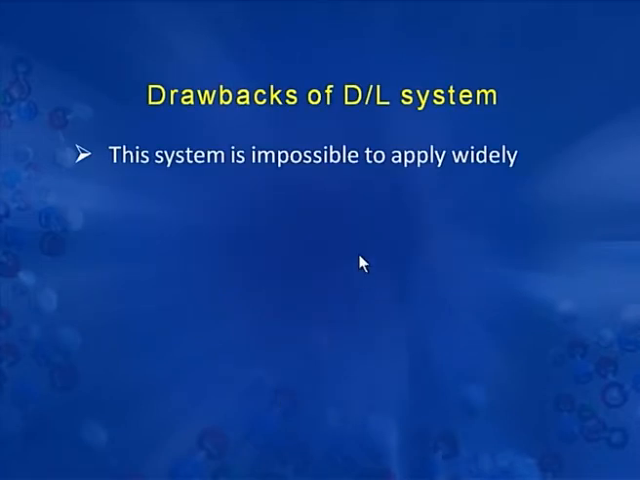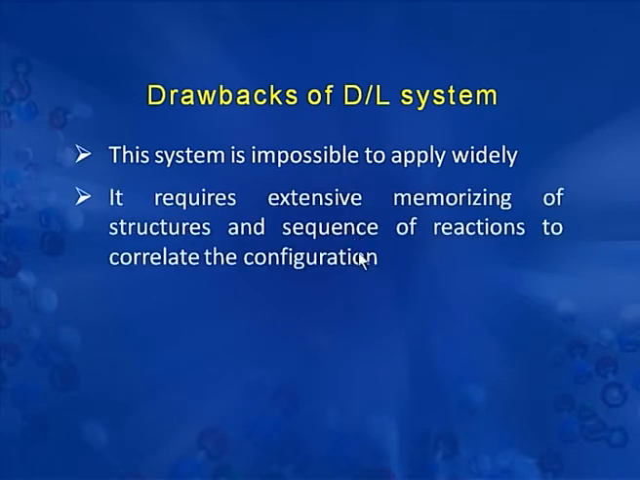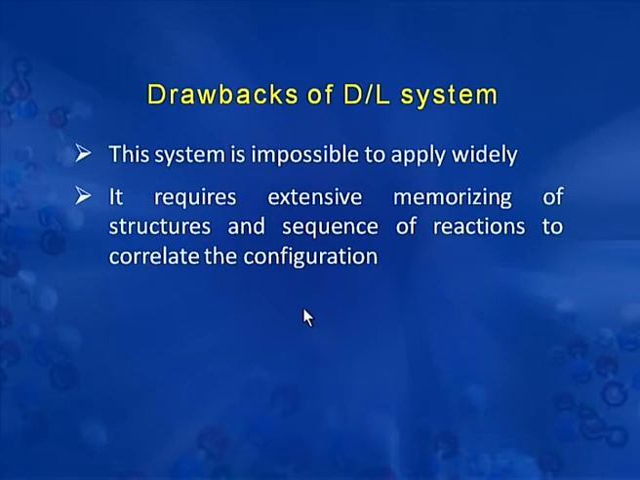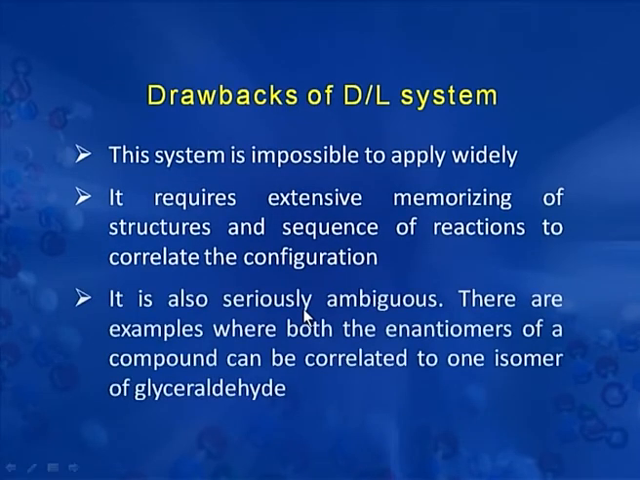The system is impossible to apply widely because we cannot compare a large number of molecules with glyceraldehyde only. Second, if you want to convert it, then we have to remember a sequence of reactions. Only then can we reach glyceraldehyde, or convert from glyceraldehyde to that particular compound. And it is quite an ambiguous method, because many times the two enantiomers of the same compound can be correlated with the same isomer of glyceraldehyde.